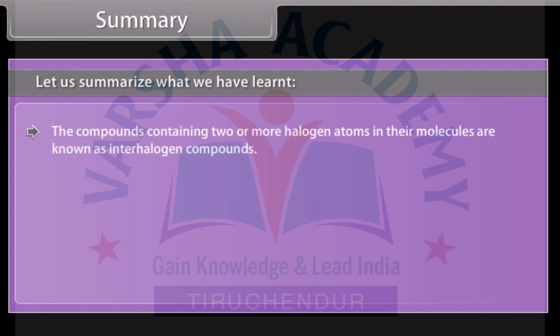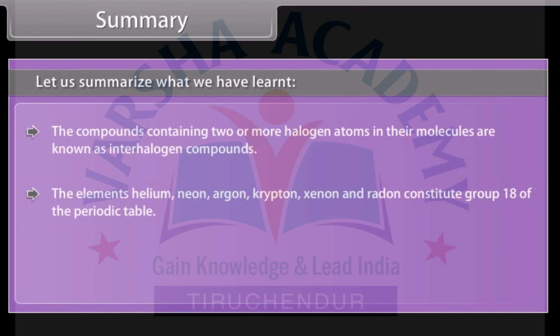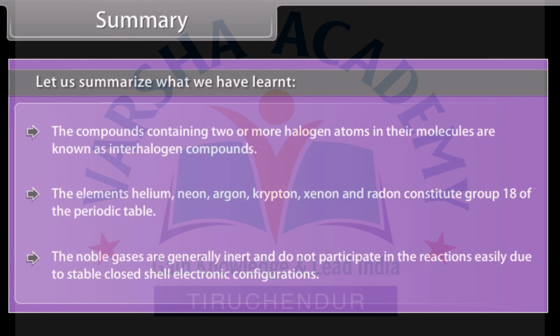The compounds containing 2 or more halogen atoms in their molecules are known as interhalogen compounds. The elements helium, neon, argon, krypton, xenon and radon constitute group 18 of the periodic table. The noble gases are generally inert and do not participate in reactions easily due to stable closed shell electronic configurations.